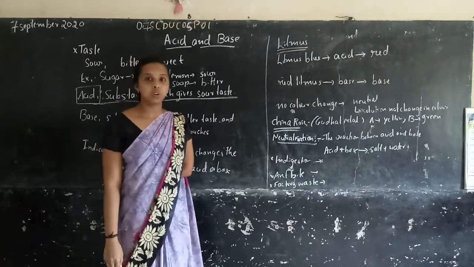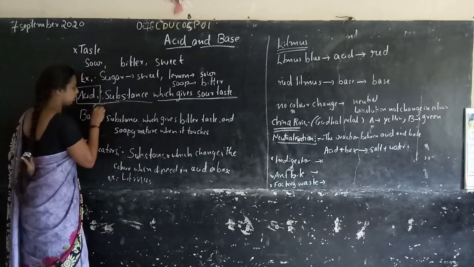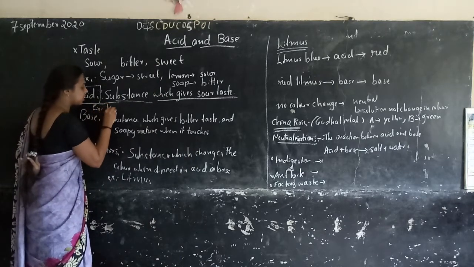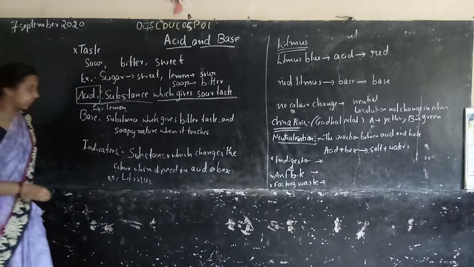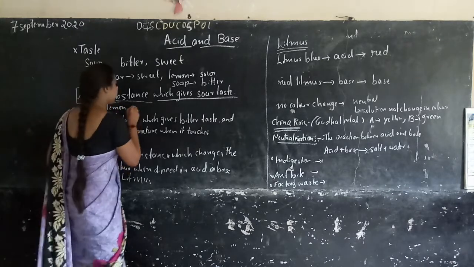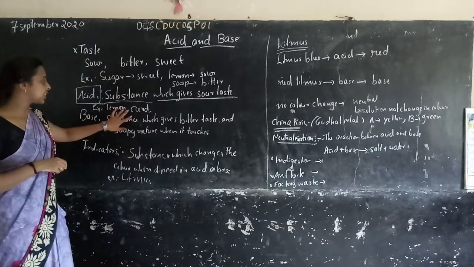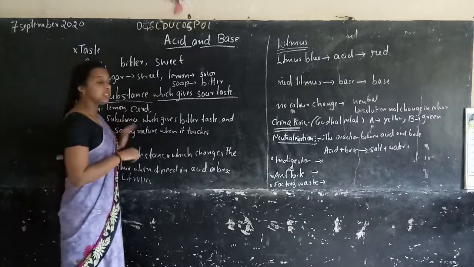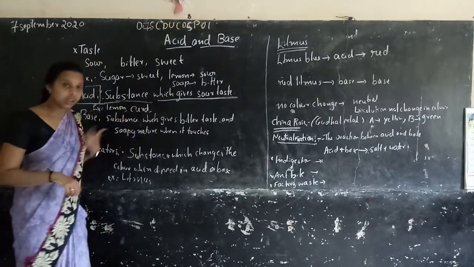First, you know lemon. What is the taste of lemon? It is sour. So this is an example of an acid. Next, what is the taste of curd? Curd contains acid, so it has a sour taste. So these are also acids.